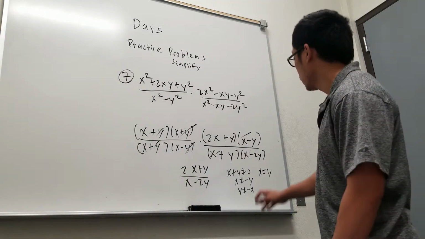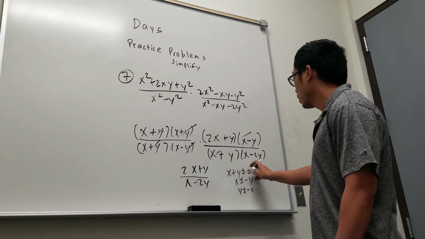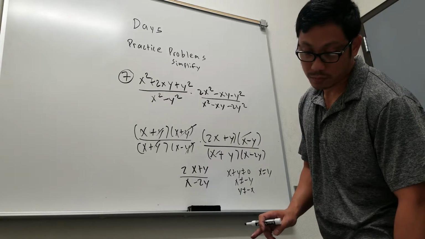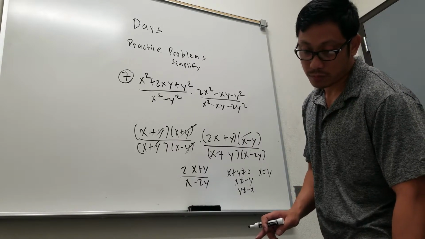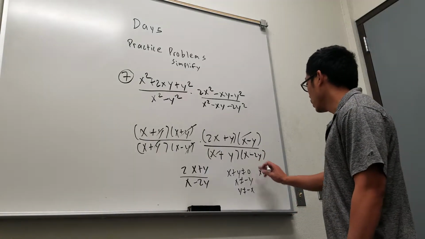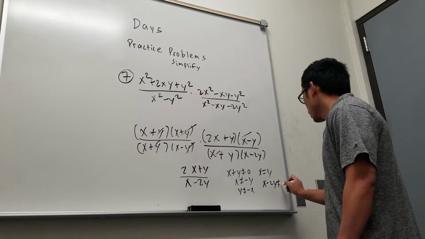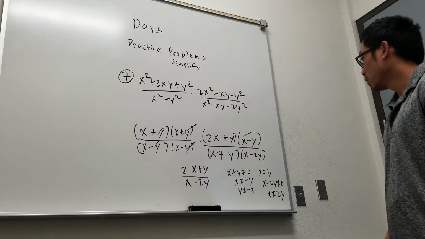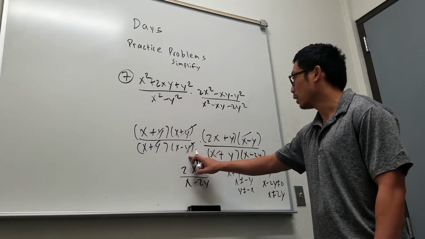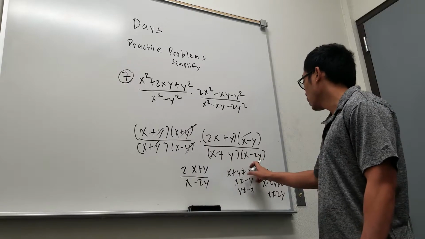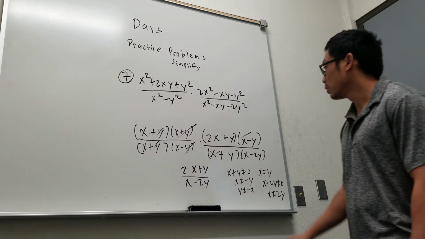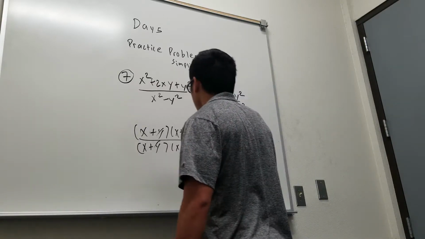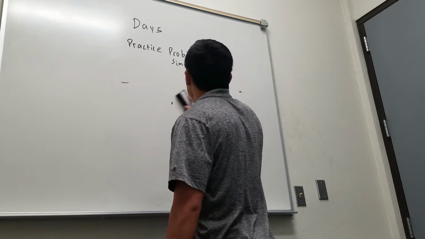Did I cancel one more? Yeah, x plus 2y. Did I cancel x minus 2y? Okay, so x minus 2y cannot equal 0. So x cannot equal 2y, right? So y cannot equal negative x, x cannot equal y, and x cannot equal 2y. There you go. Those are the conditions. Wow. Erase.